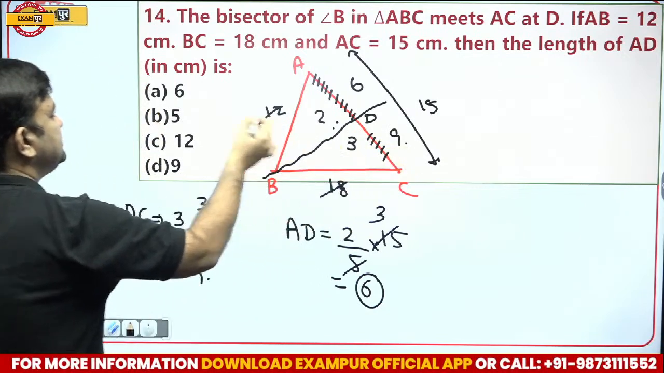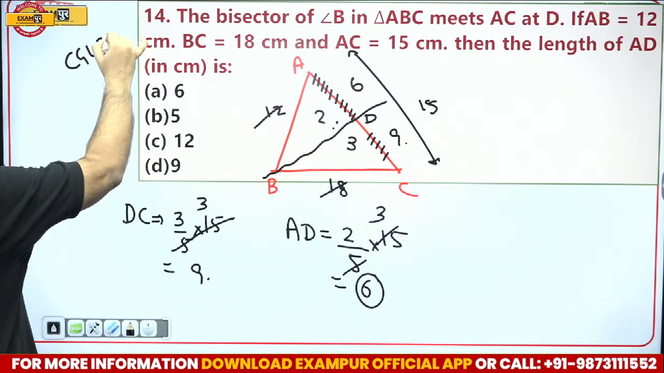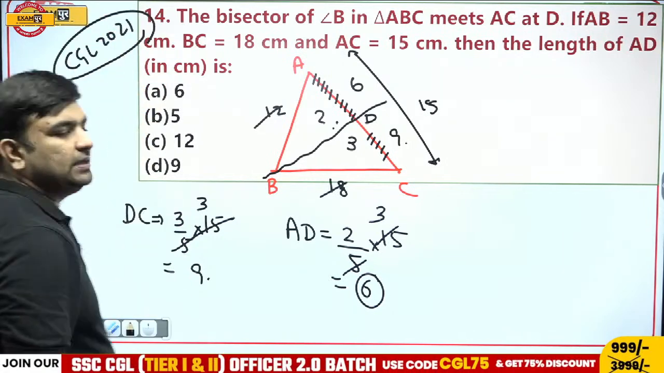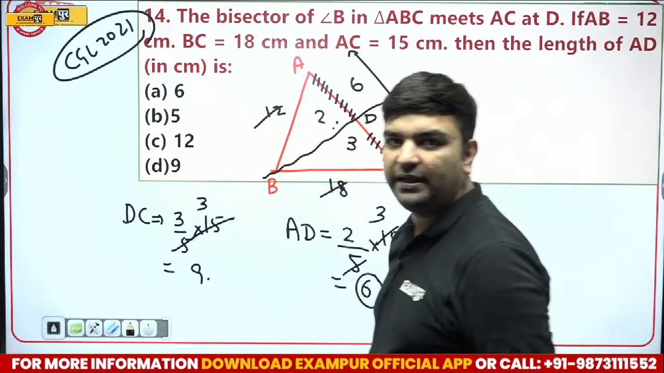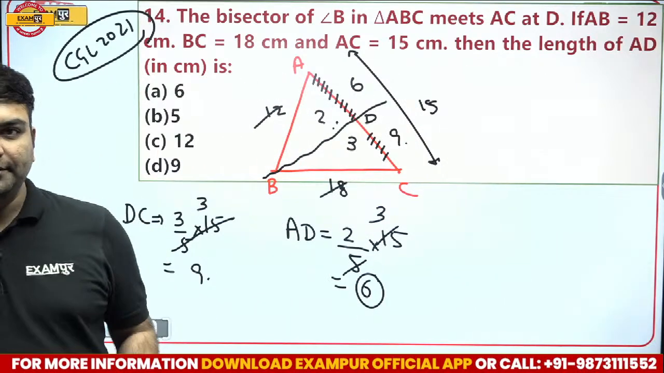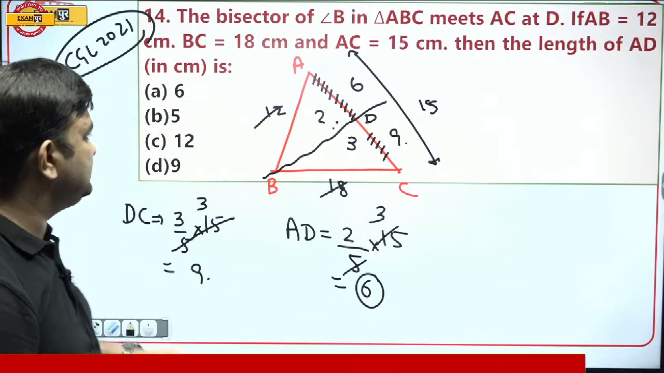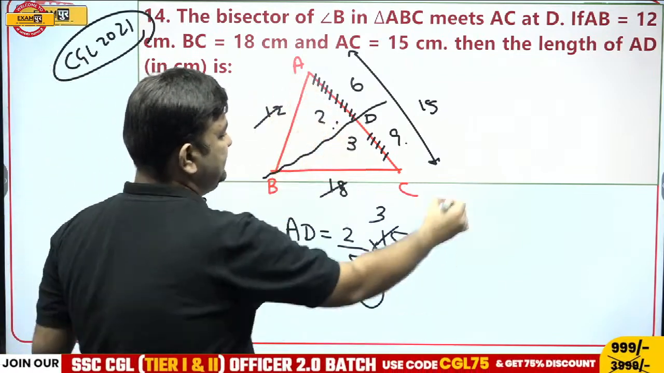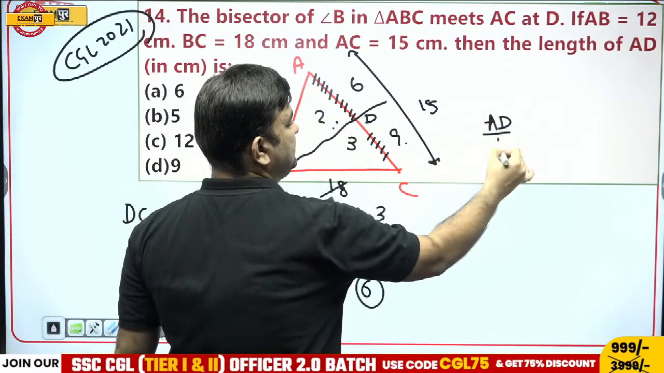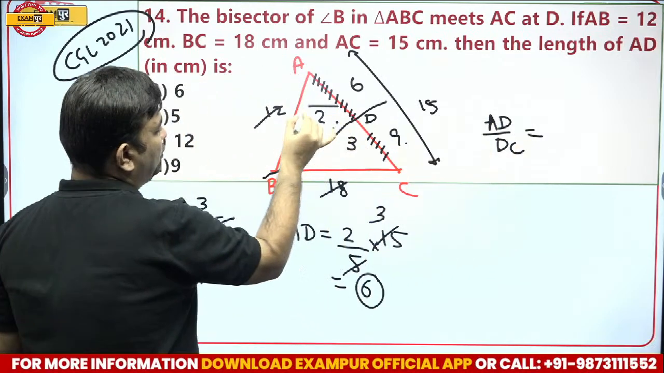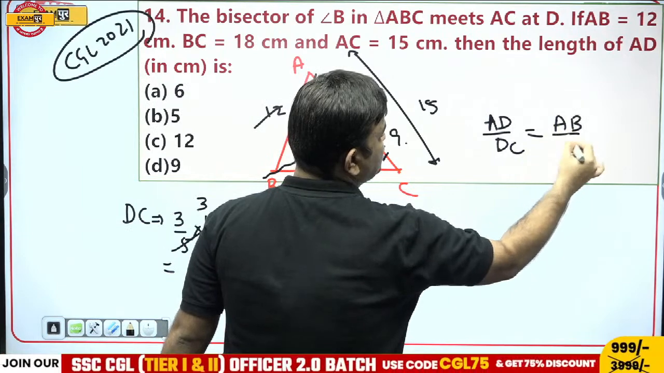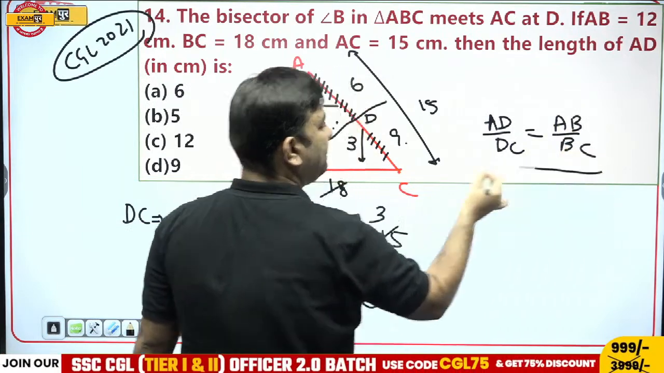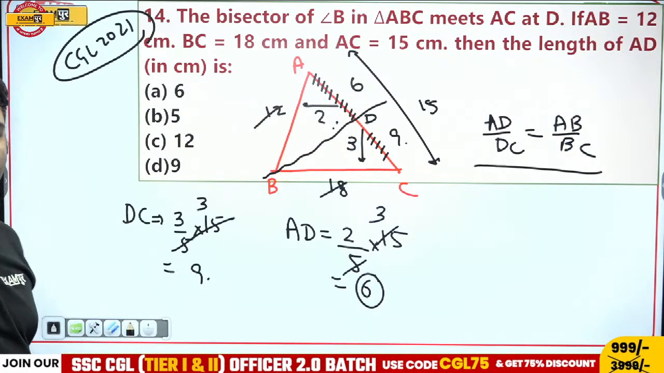Highly repeated questions, guys. An angle bisector divides the opposite side in the ratio of the adjacent sides. So AD ratio DC would be in the proportion of AB ratio BC.